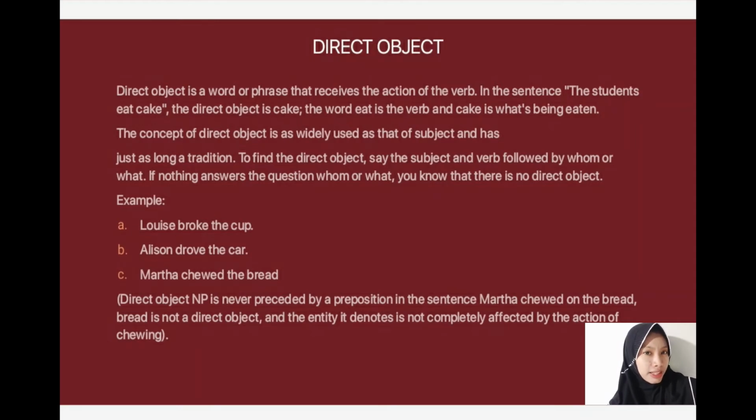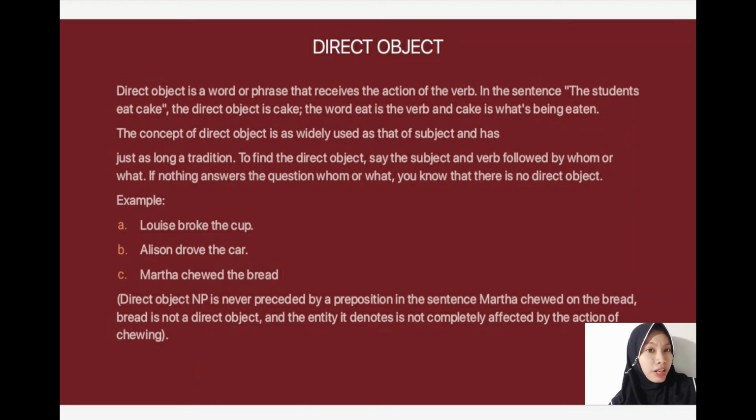So, direct object is a word or phrase that receives the action of the verb. Jadi, direct object adalah kata atau frasa yang menerima tindakan langsung dari kata kerja. In the sentence, the student eat cake. The direct object is cake, the word eat is the verb, and cake is what's being eaten.